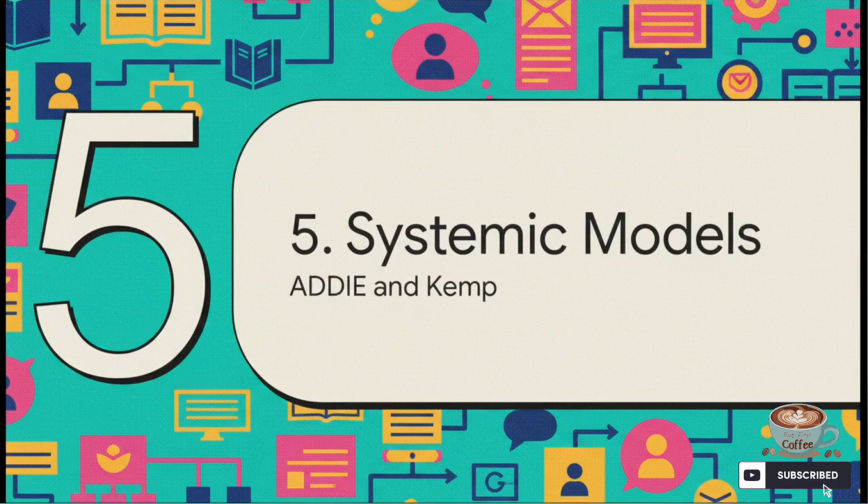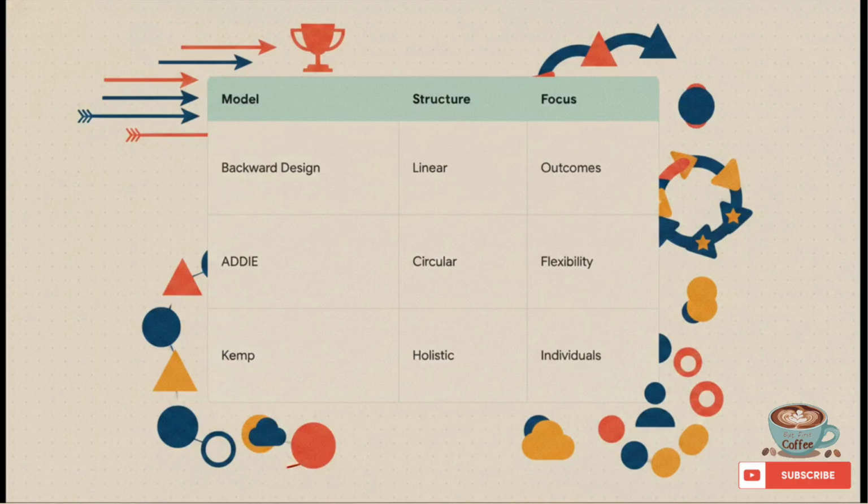All right, Section 5. Let's zoom out a bit and contrast this with ADDIE and Kemp. As an instructional design professor, I always like to give a little academic context. All of these major systemic models share core elements, but they behave very differently in practice. Backward design is highly linear, condensed, and fiercely outcome-oriented. You really can't skip steps.